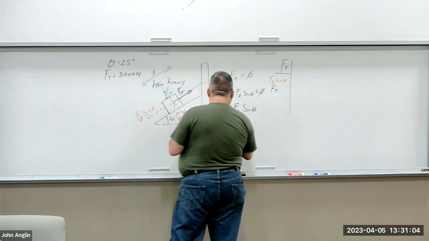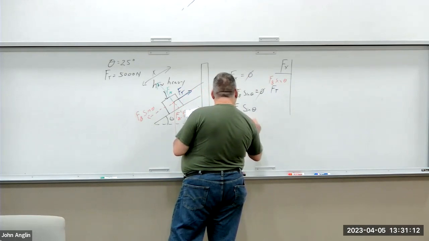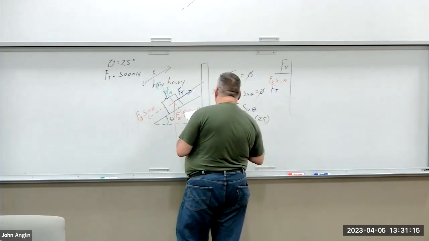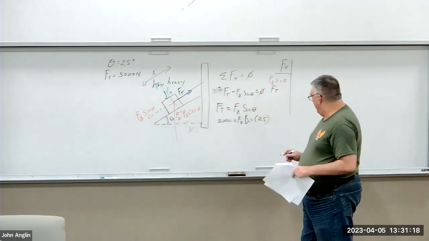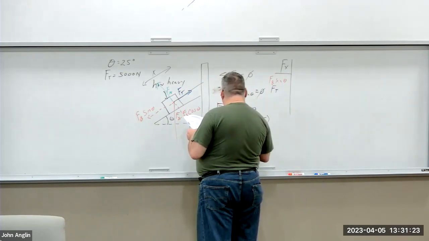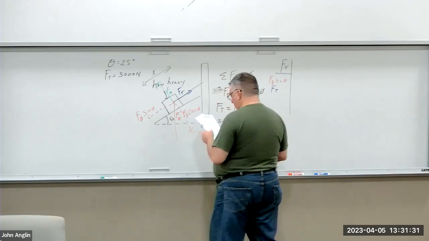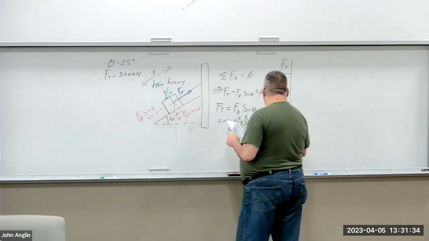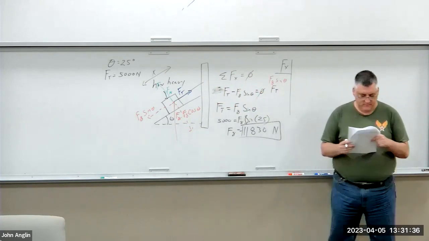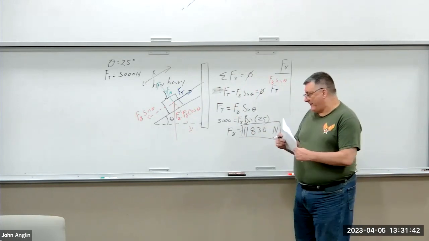That has to be equal to the force due to gravity times sine of 25 degrees. If you work all this out, you will find that the force due to gravity here is 11,830 newtons. That's all we're trying to find, right? That's how heavy it is. That's the force due to gravity.